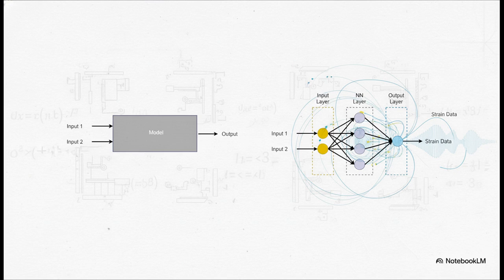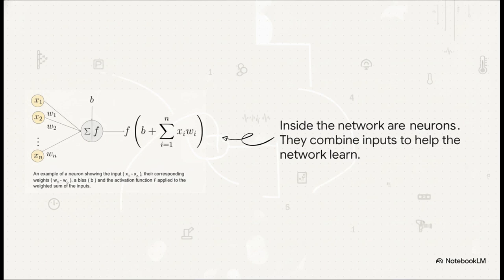You can see our two inputs, the resistance values, feeding into some hidden layers and then producing our one single output, the strain. So what are those layers made of? They're made of these things called artificial neurons. Think of each neuron as a tiny calculator. It takes in some information, multiplies it by an internal value called a weight, and then applies a mathematical function to it. By tweaking thousands of these tiny weights over and over again, the network as a whole slowly but surely learns to map the inputs to the outputs.